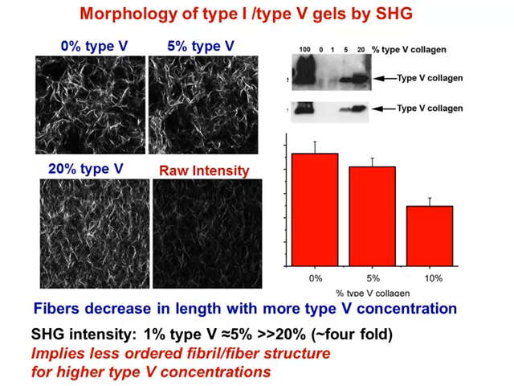The size scales are all the same. What's different is the intensity, which is scaled. This is the raw intensity. But yeah, these are 160 microns across. The size scale is all the same.